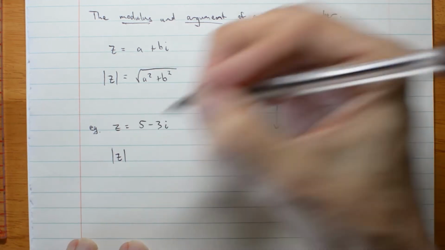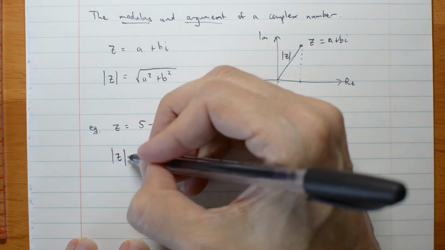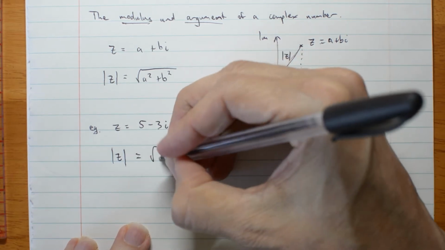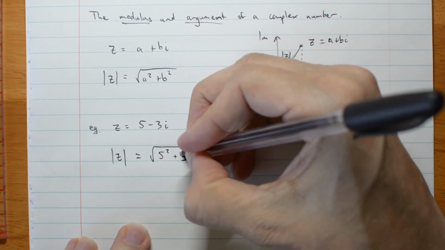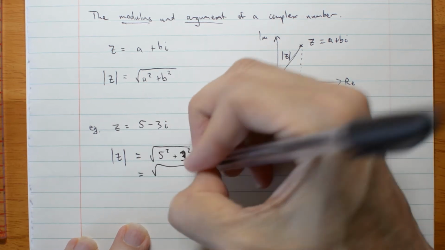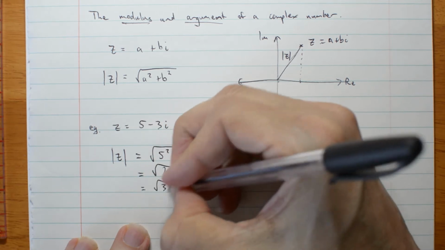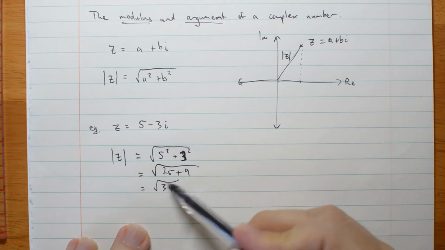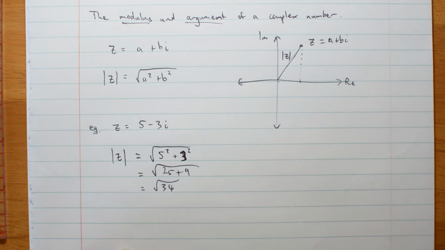The length of my complex number's line, the mod of my complex number, the modulus, is equal to the square root of 5 squared plus 3 squared. I'm already squaring it in my head. Well, that is the square root of 25 plus 9, which is the square root of 34. And 34 does not have any perfect square factors, so that's my length.